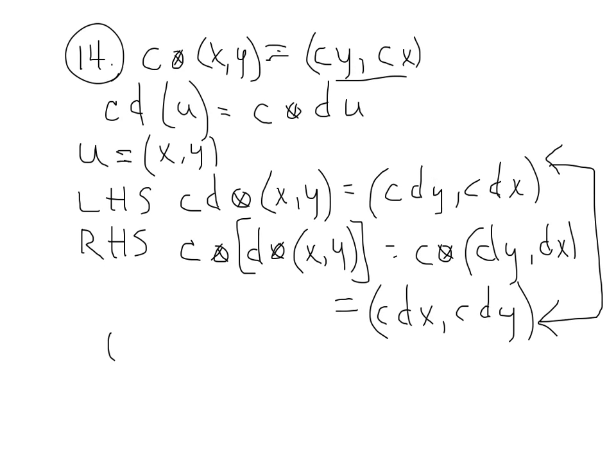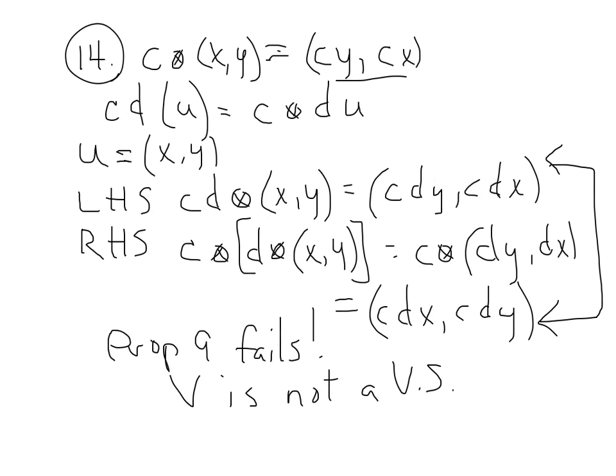So property 9 fails. So V is not a vector space.